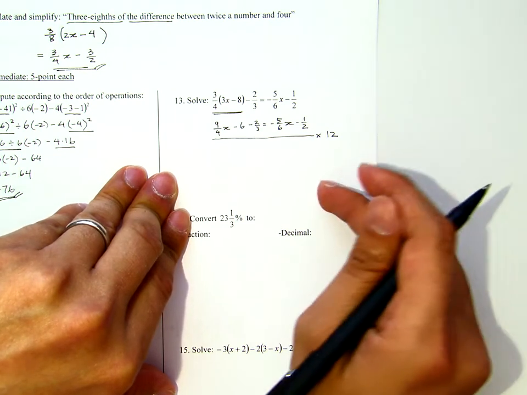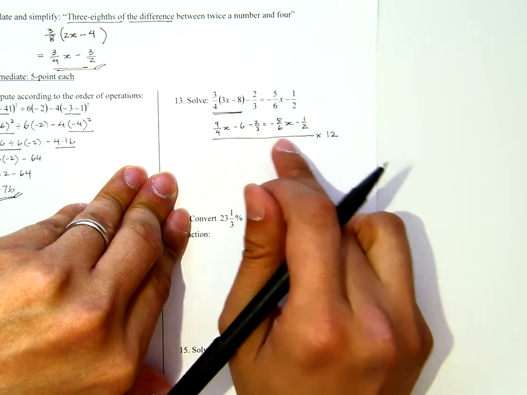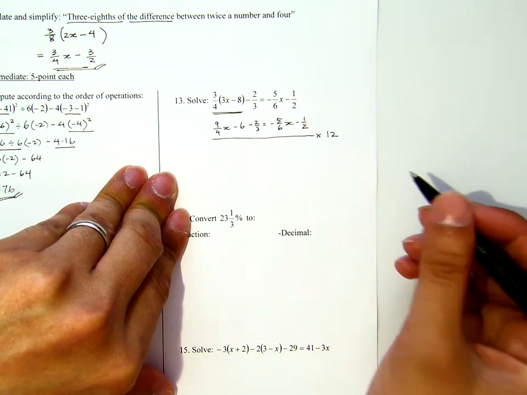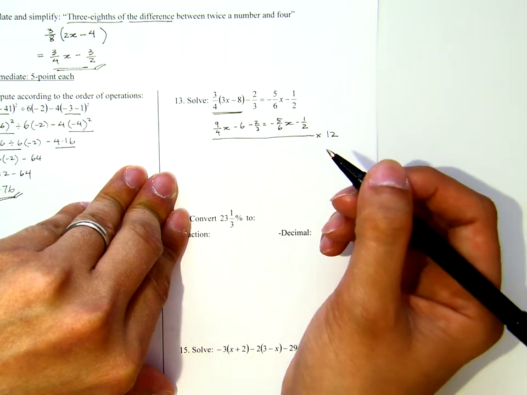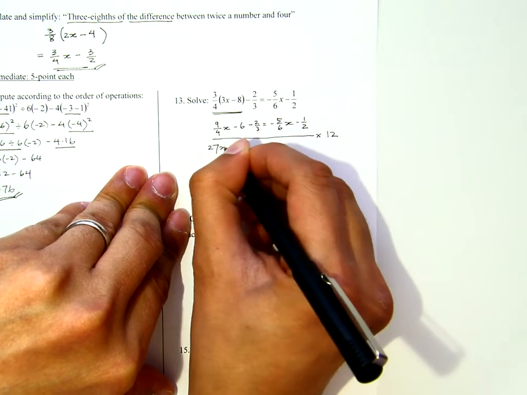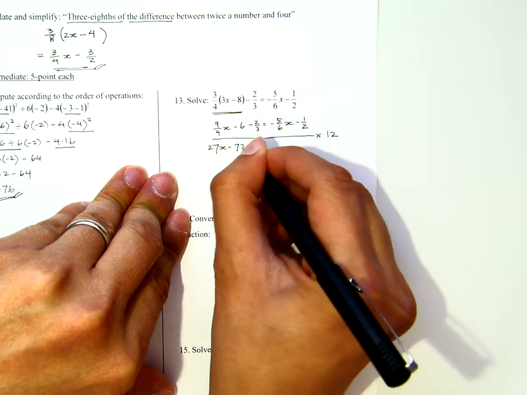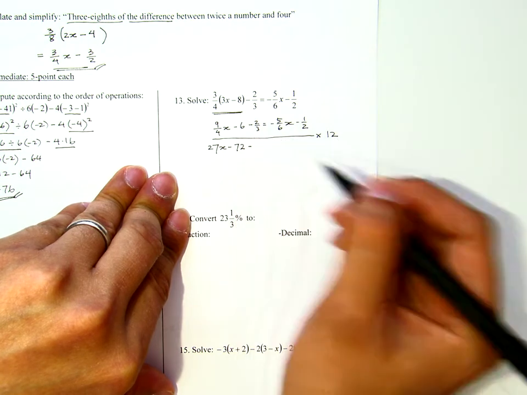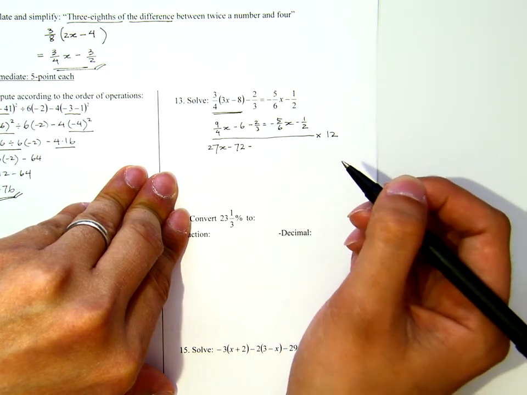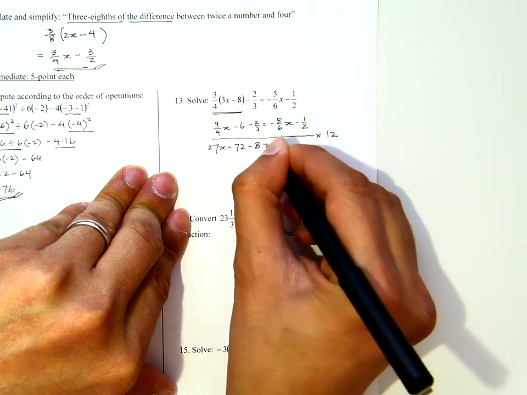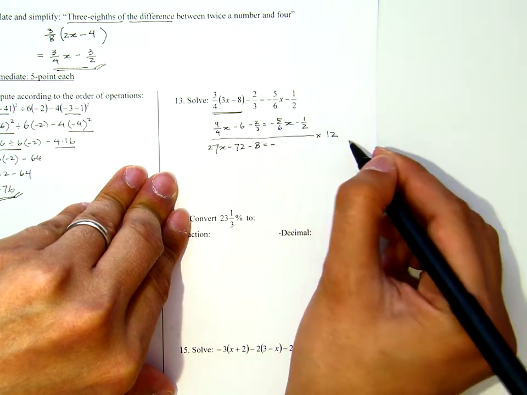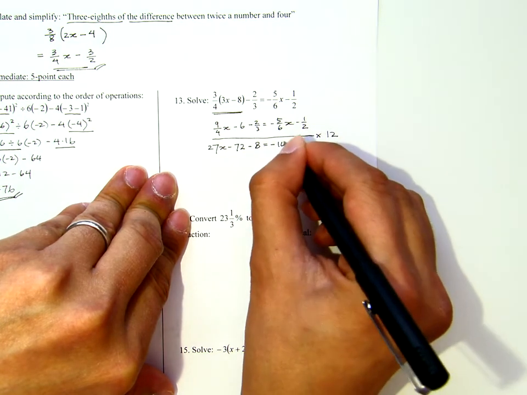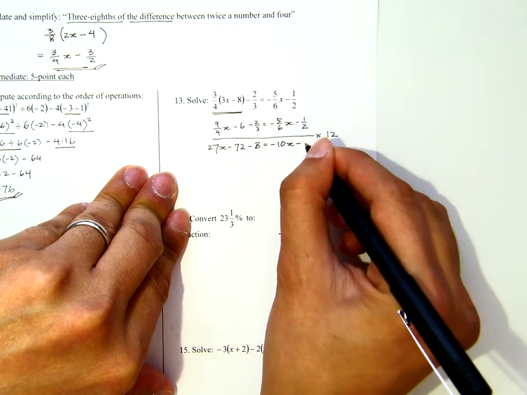Now from here I multiply each term by 12 and what we will see is no more fractions after that. 12 divided by 4 is 3 times 9 is 27x, minus 6 times 12 is 72, minus 2 times 12. 12 divided by 3 is 4 times 2 is 8, equals negative 5 over 6 times 12. 12 divided by 6 is 2 times 5 is 10x, minus 1/2 of 12 is 6.